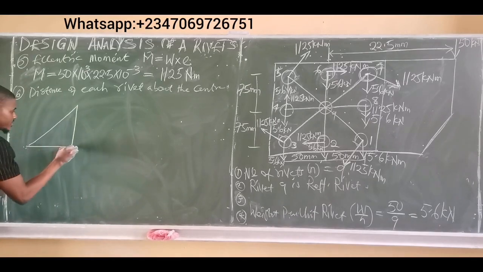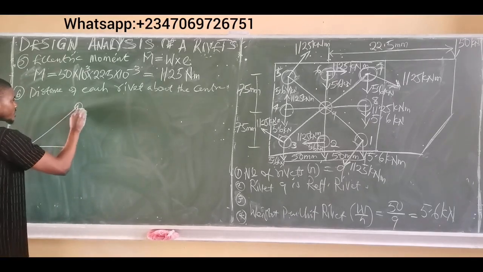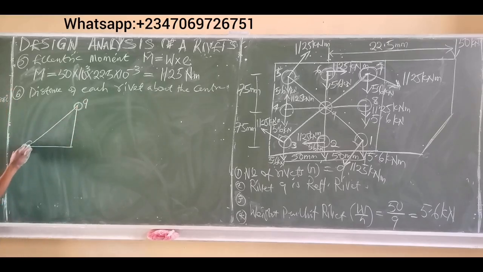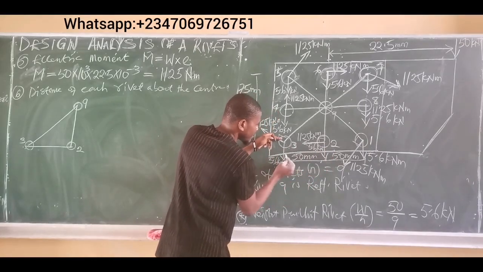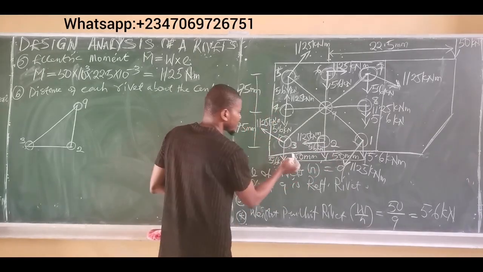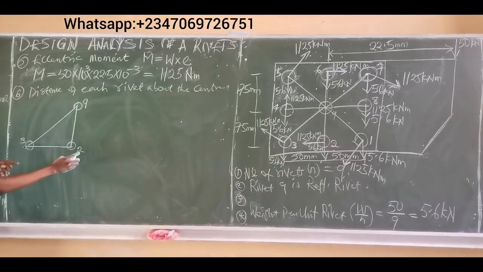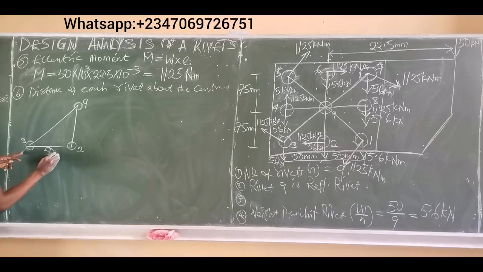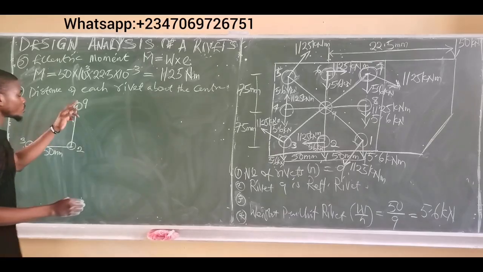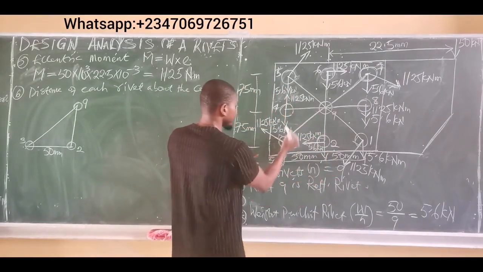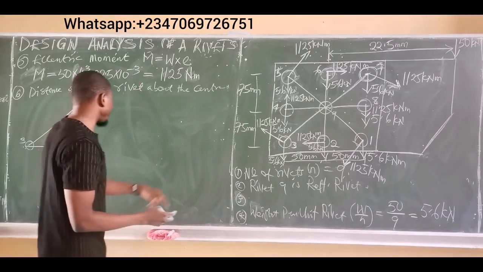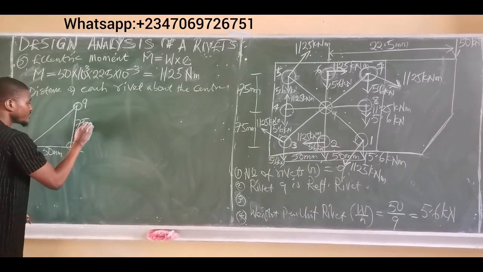Okay, this is rivet 9, which is the central rivet. This is rivet 3, and this is rivet 2. Remember, from rivet 3 to rivet 2 is 50 millimeter, which is from here to this point. So from 2 to 3 is 50 millimeter, whereas from 2 to 9 is this height, which is 75 millimeter, as can be seen there.